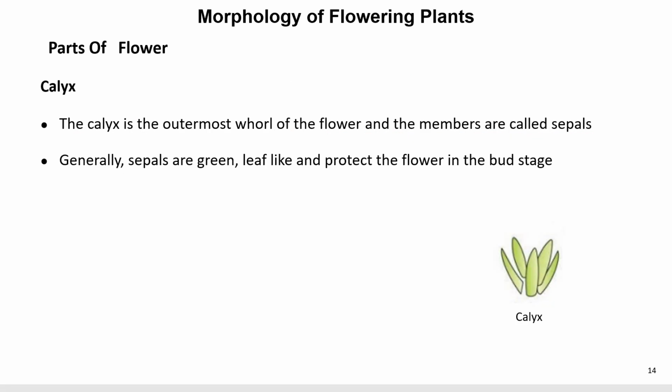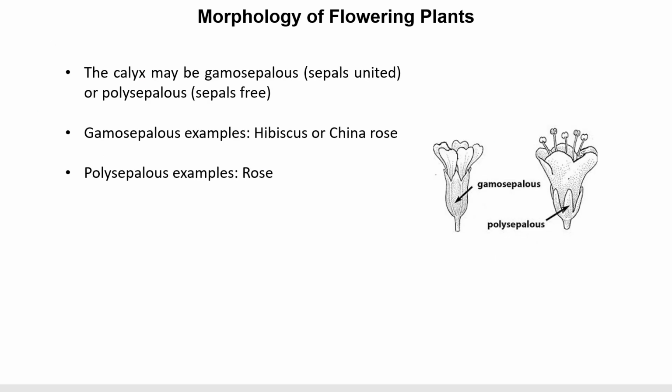Next, parts of the flower. Calyx. This is the outermost whorl of the flower, and the members are called sepals. So these are the sepals, and unitedly it is called calyx. Generally, sepals are green, leaf-like, and protect the flower in the bud stage, and they also do the process of photosynthesis.